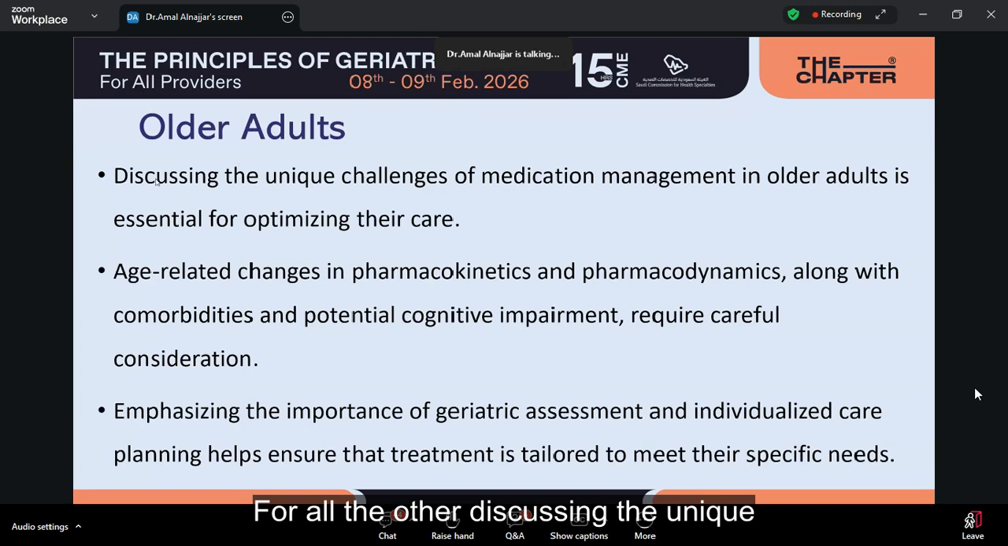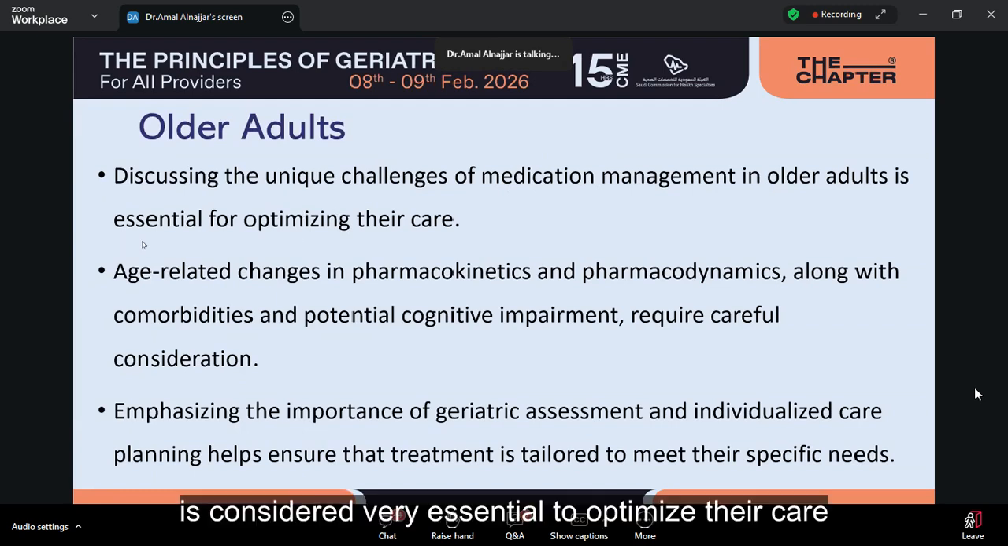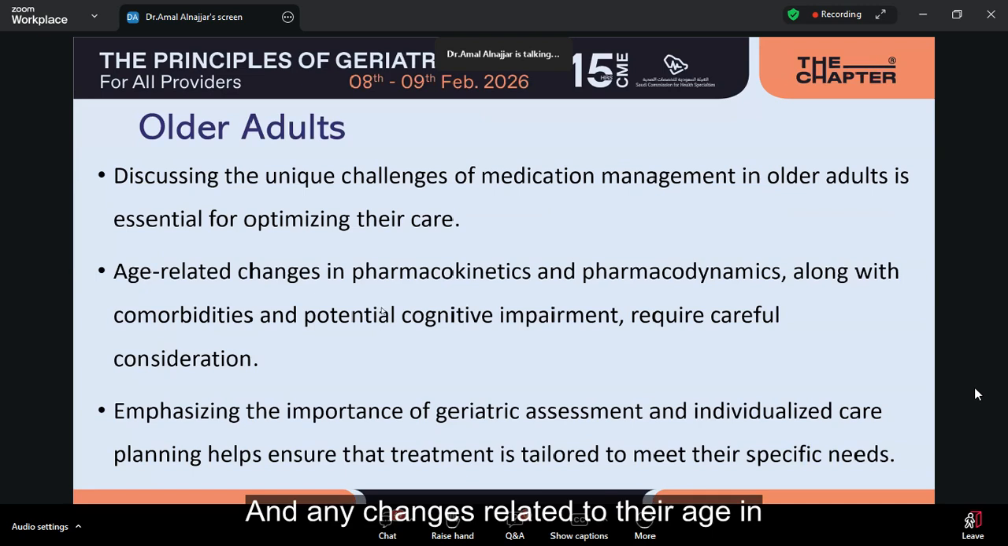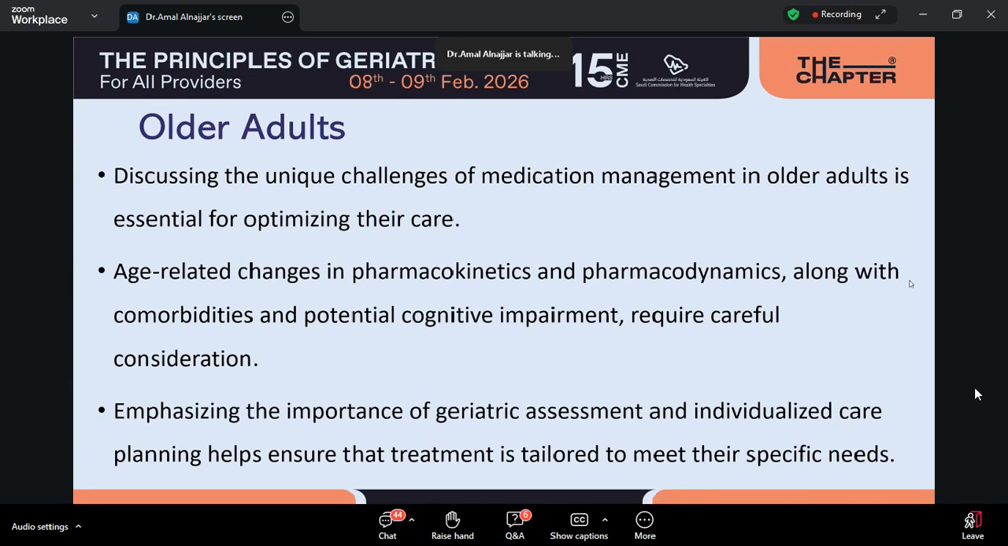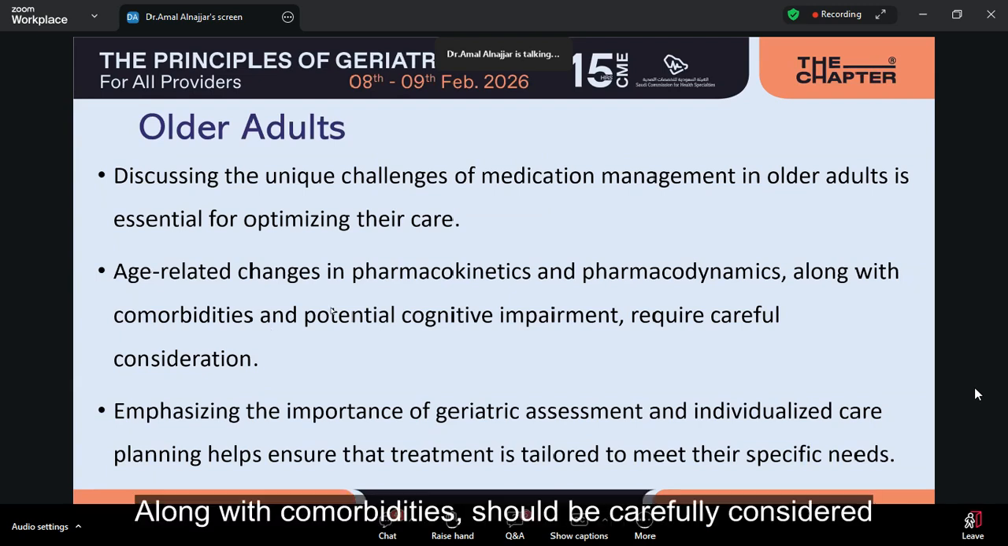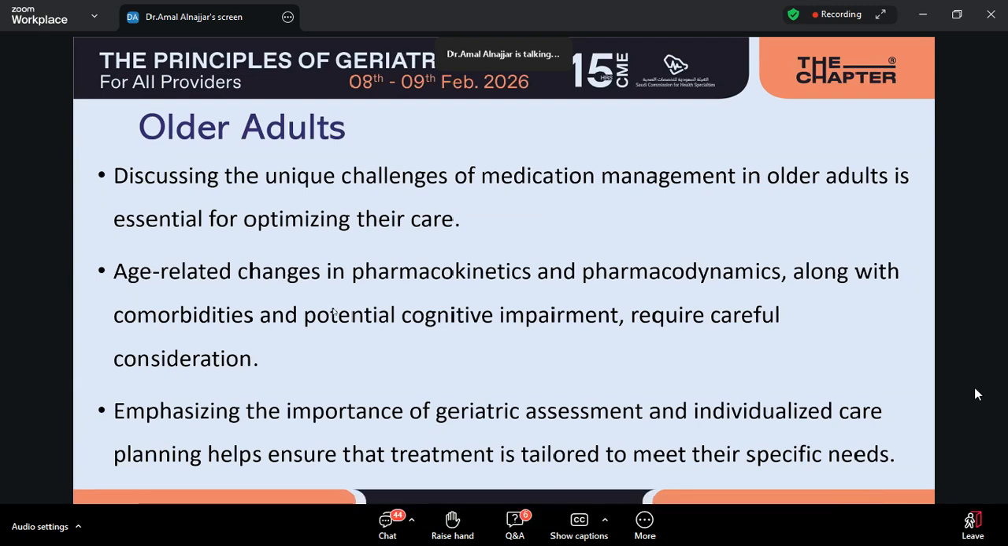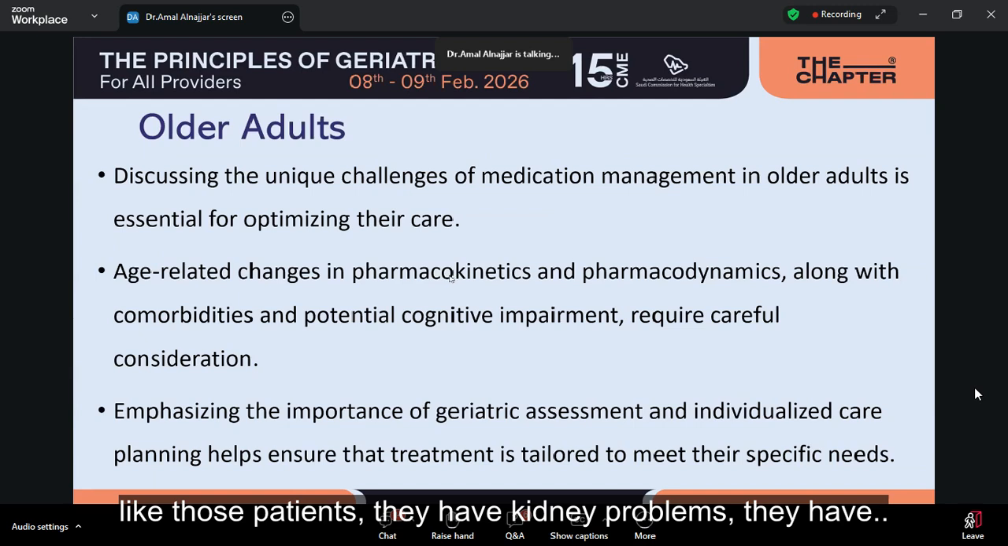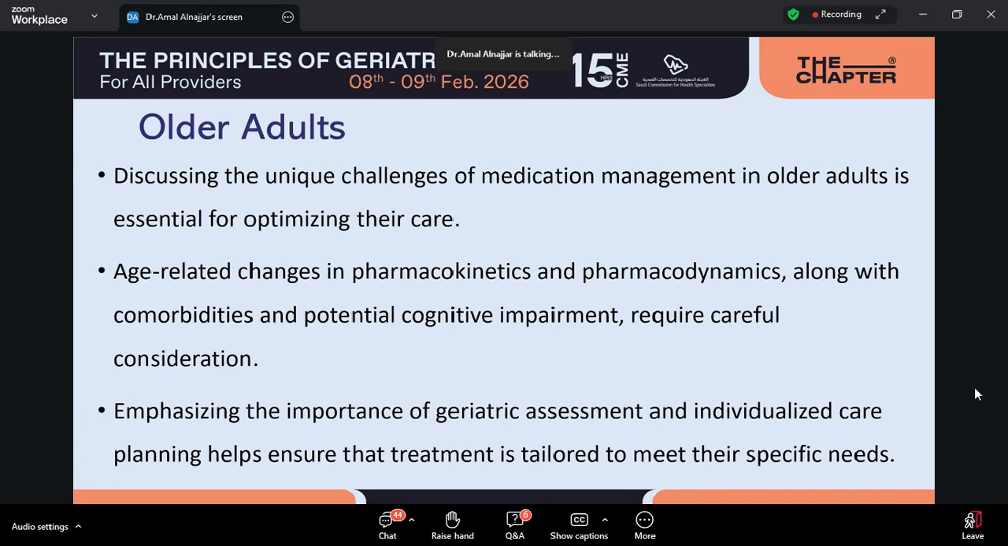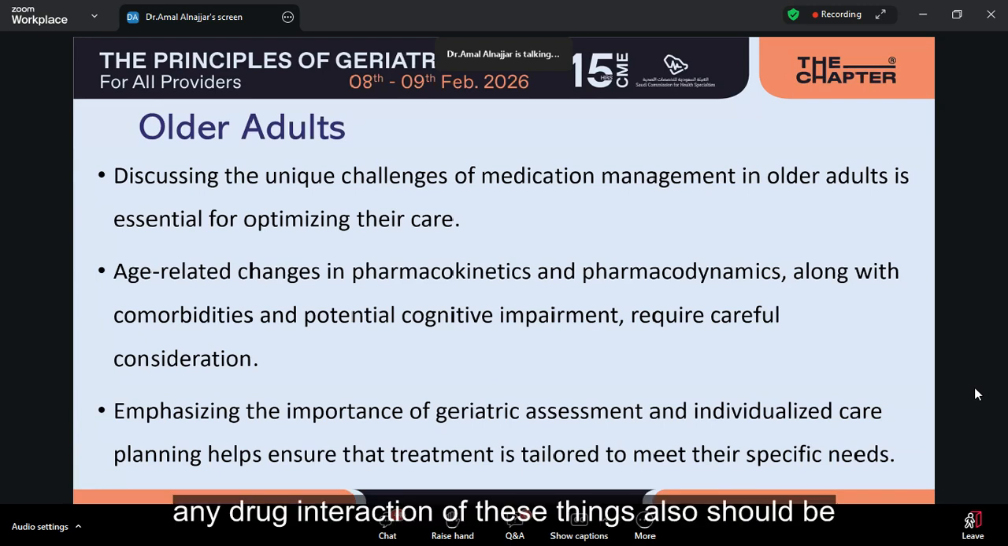For older adults, discussing the unique challenges of medication management is considered very essential to optimize their care, and any changes related to their age in pharmacokinetics and pharmacodynamics along with comorbidities should be carefully considered. Like those patients who have kidney problems, or any drug-drug interactions, all these things should also be considered.